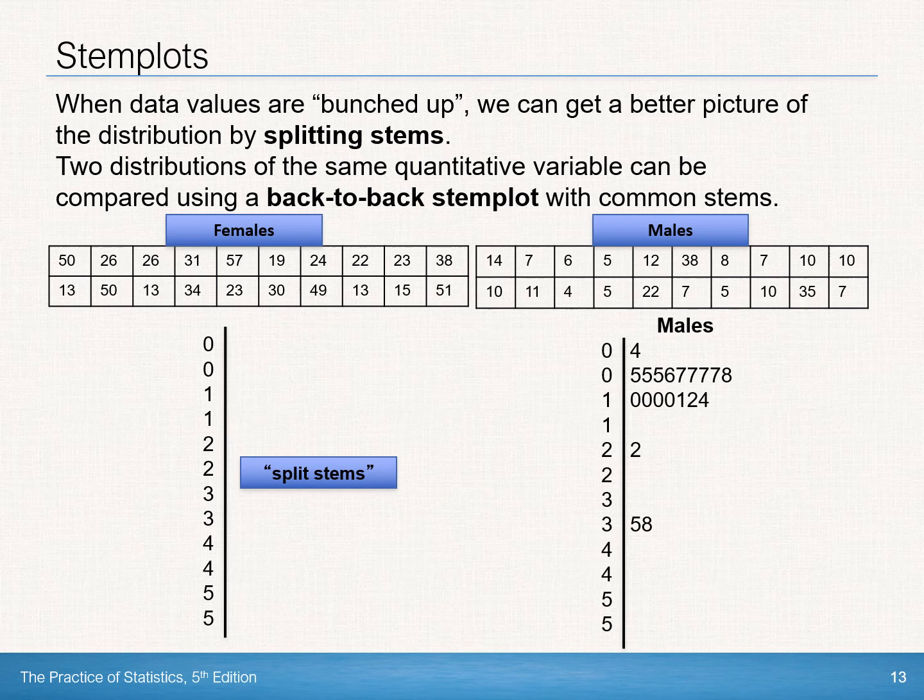Also notice everything from 0 to 4 will go in the first stem, and everything 5 to 9 will go in the second stem. This helps the data stay consistent so you can still see the shape in a correct way. So if I was looking at the same question but for males, this is what the split stem plot would look like. So here I've got 22, 35, 38, and so on and so forth.